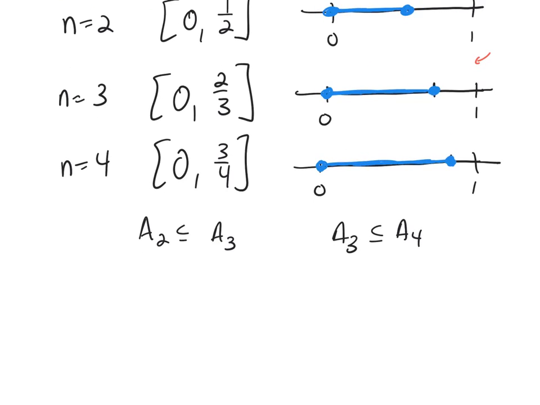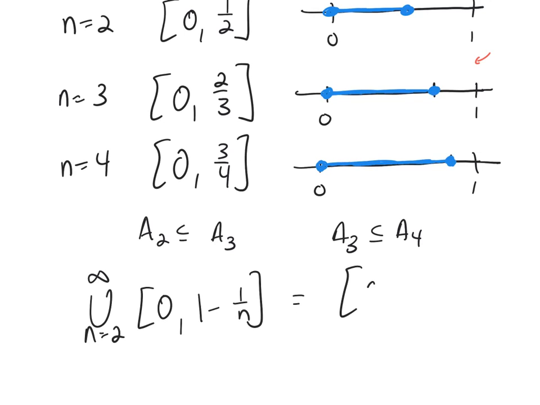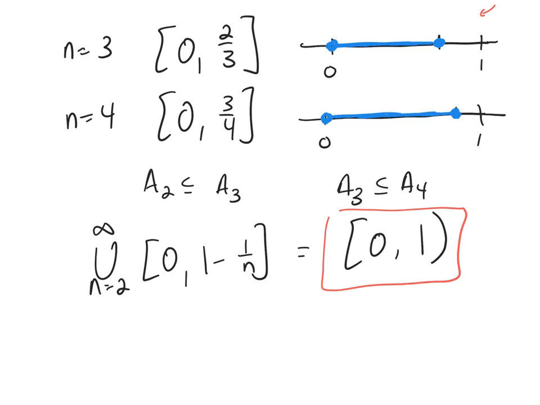So the union here from n equals 2 to infinity of this 0, 1 minus 1 over n, it's the interval. You include 0. 0 is included in all of them. And everything between 0 and 1, but you're never going to quite reach 1 because it's going to keep stretching towards 1 but not get there. So the union would be 0 to 1, including 0 but not including 1.